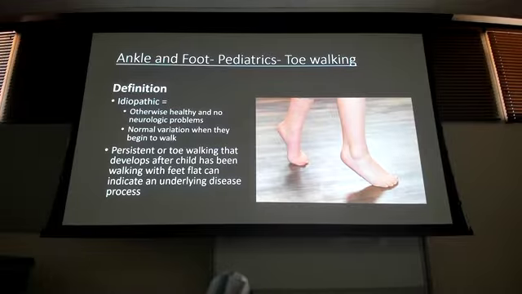If it's persistent and the child doesn't grow out of it, then we need to look for some sort of underlying disease process, like cerebral palsy, muscular dystrophy, things like that.